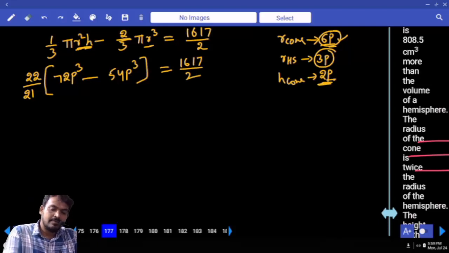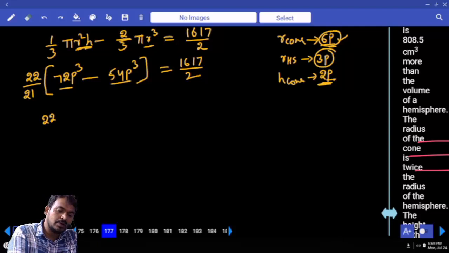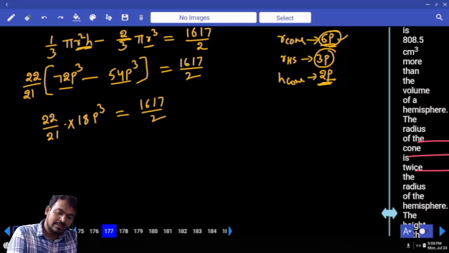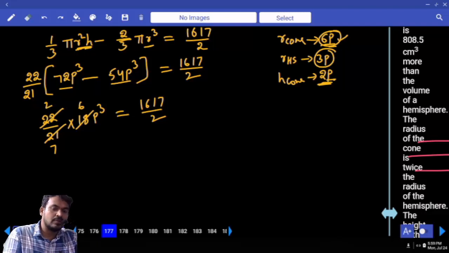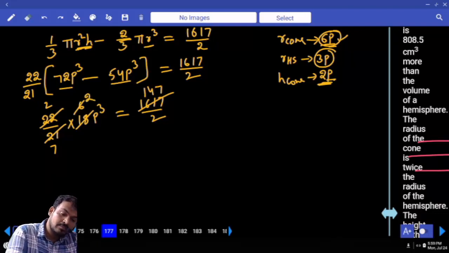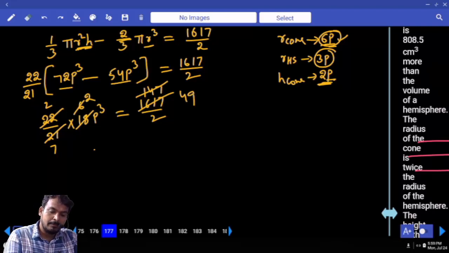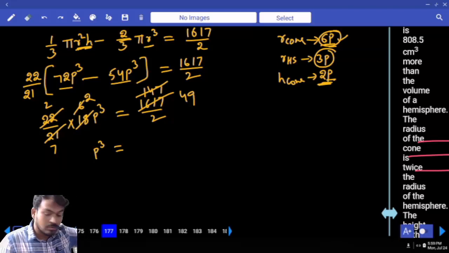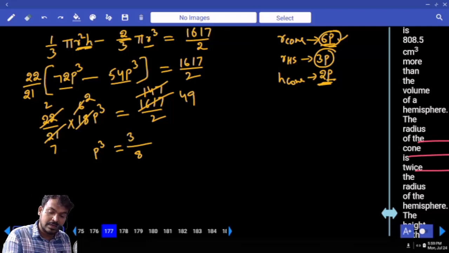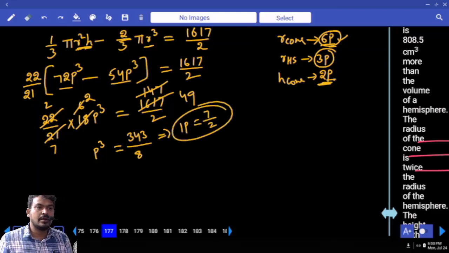1617 by 2. First of all, the difference of 72 and 54 is 18. So 22 by 21 into 18 parts cube equals 1617 by 2. 3 times 7, 3 times 6, again 22 times 6 is 132. 11 times 2 is 22, 11 times 147. Then 3 times 2 times... 49. Then parts cube equals 2 into 2 into 2, the denominator 8, and 7 into 49 is 343. Then every one part equals how much? One part equals 7 by 2.